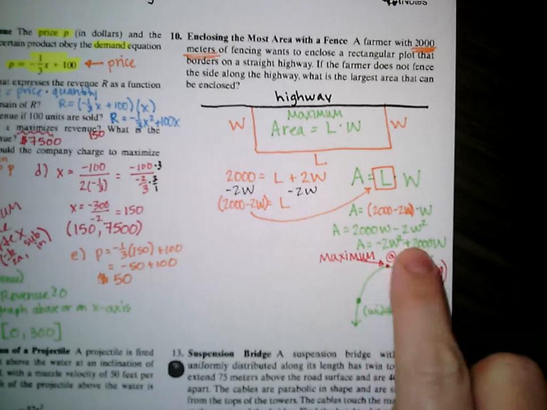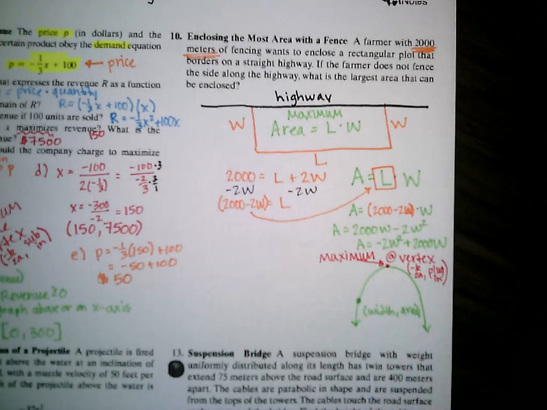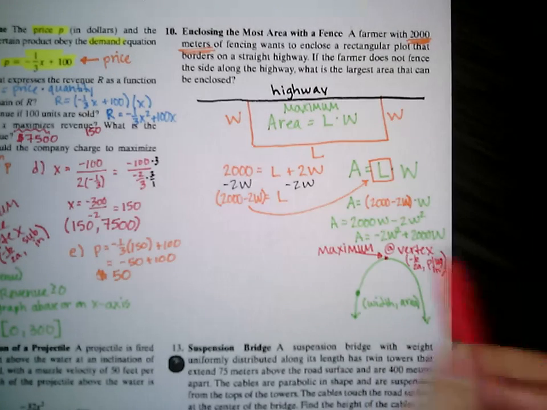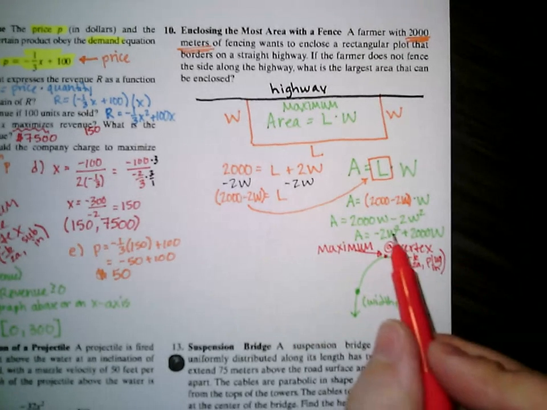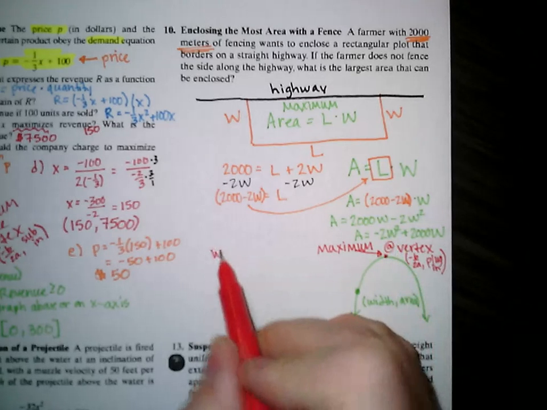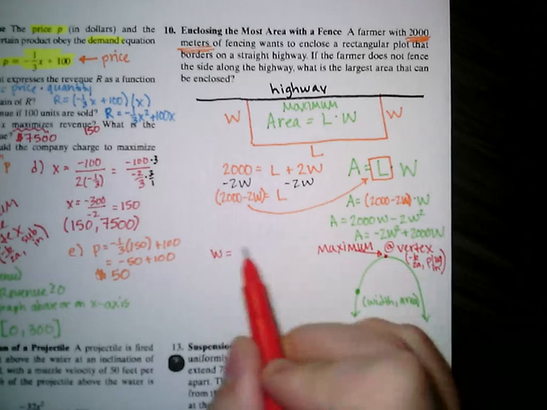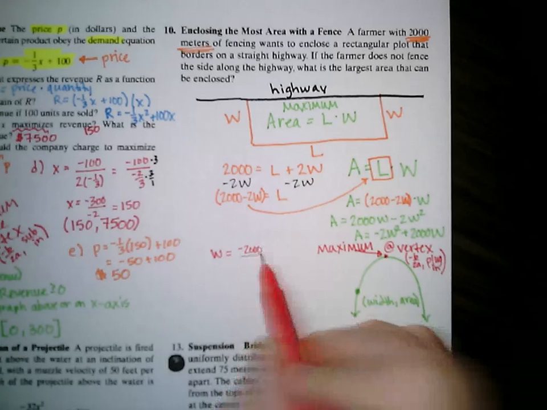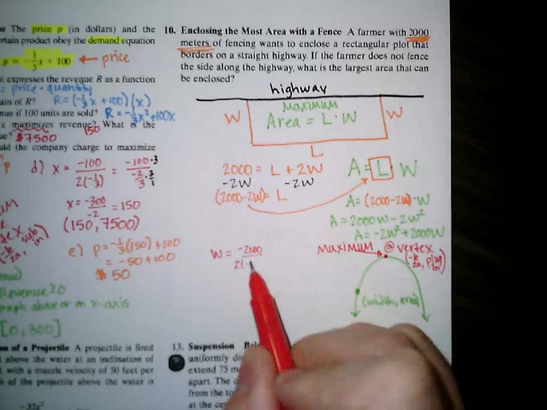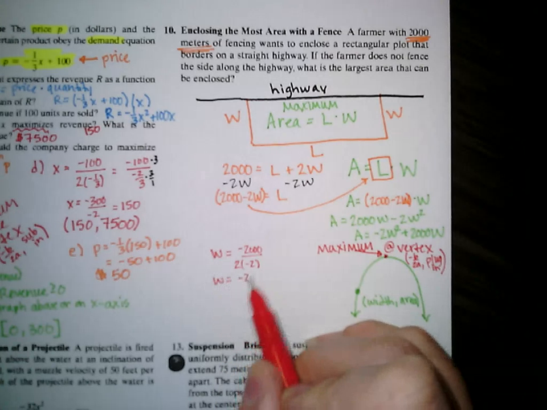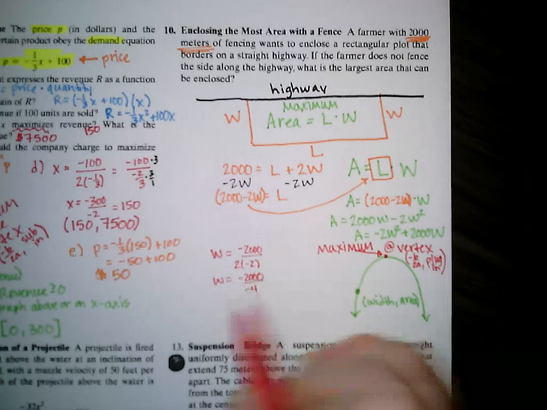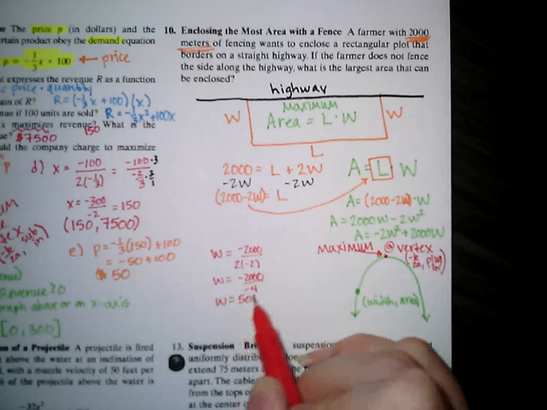So once we have our model there, finding the maximum is pretty straightforward. We would do, instead of x equals, because it's a w, w equals the opposite of b, so negative 2000 over 2a, so 2 times negative 2. So w equals negative 2000 over negative 4, which is 500.